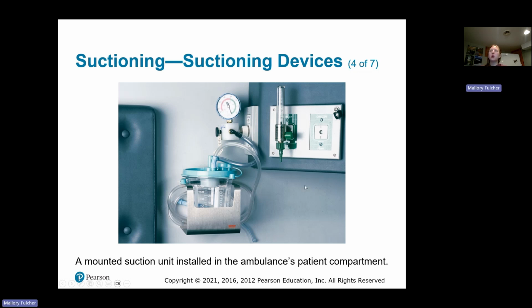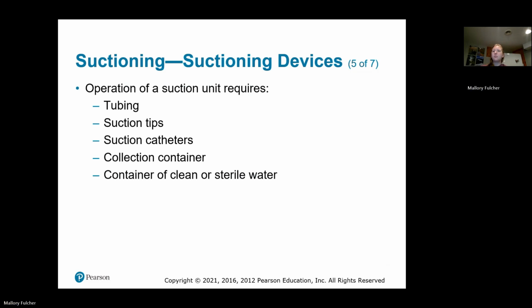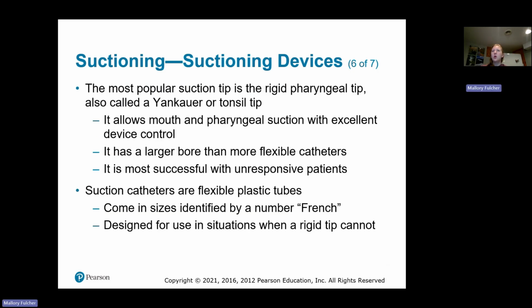Just know your equipment and how it works, all right? That's the big thing with this. Everybody's got something that's a little bit different, so know your equipment, all right? The larger the bore is on the suction, the bigger chunks you can suction. All right. So if you are suctioning a patient that just had a vegetable medley soup and there's chunks of carrots and celery and all those types of things, having a bigger diameter is really nice.